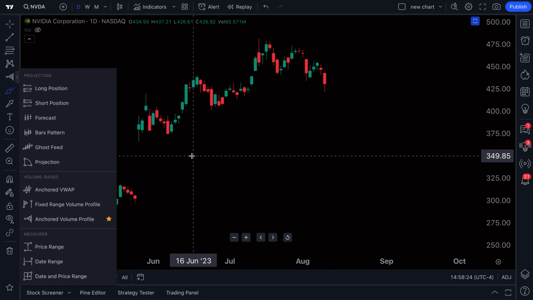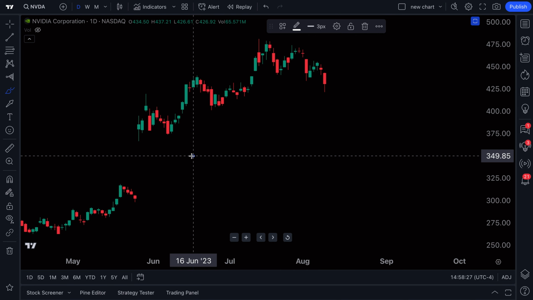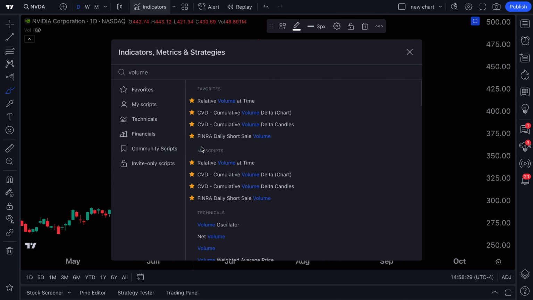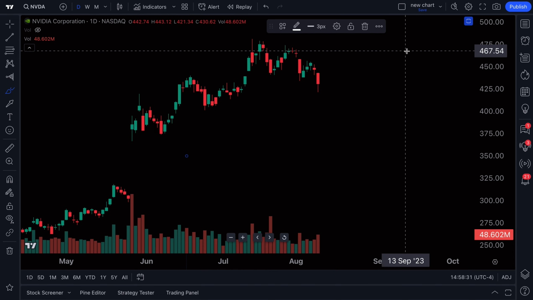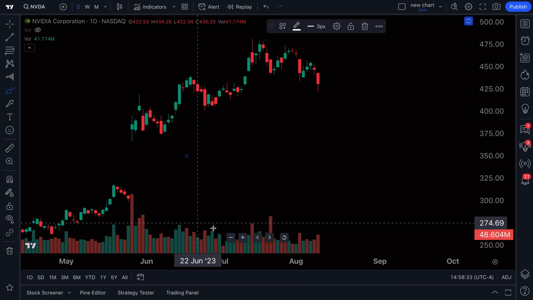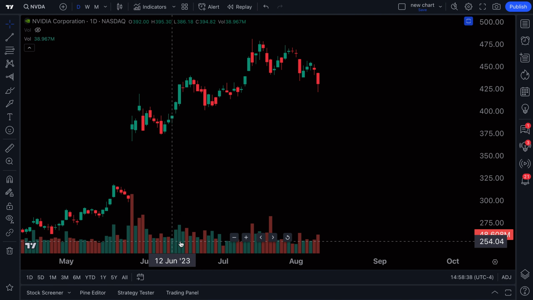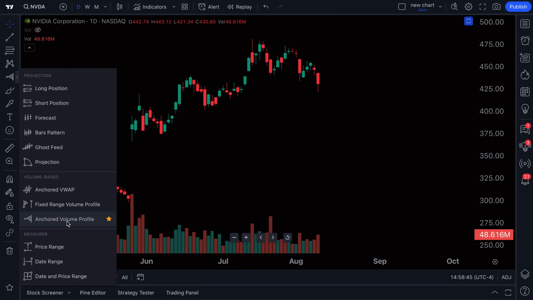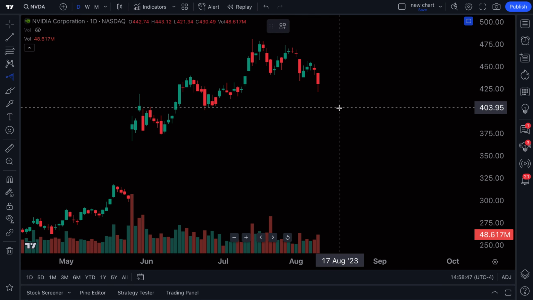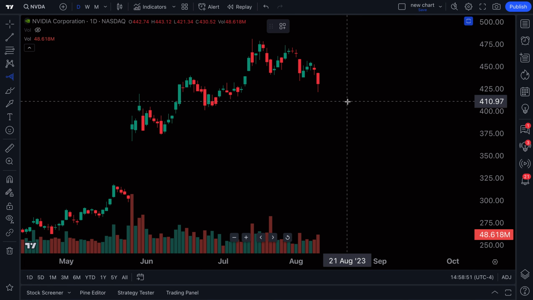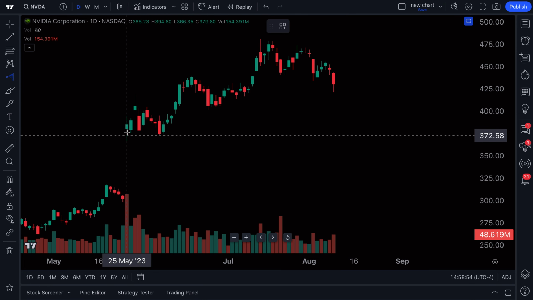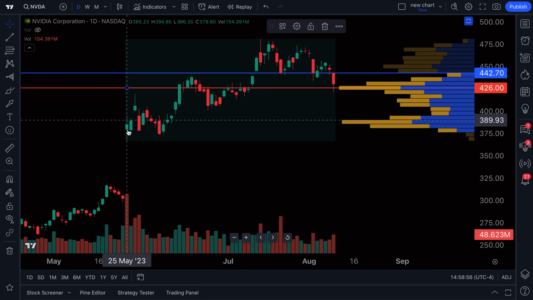So you may know what traditional volume is, which if we add volume to the chart, and now let's click volume, you're probably very familiar with this tool here. Well, volume tells you how much trading volume occurred on a specific day or at a specific time. This is way different than the anchored volume profile because it's going to tell you how much volume occurred at a specific price level.